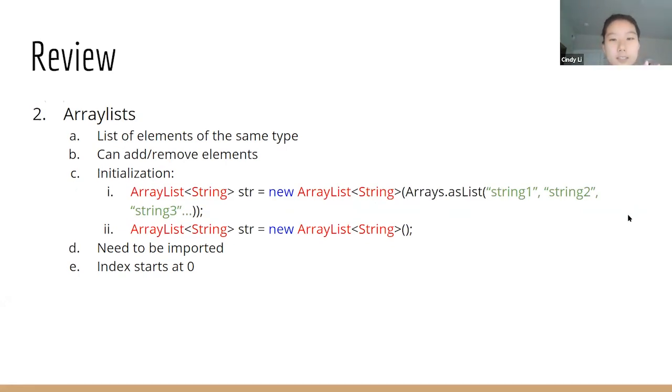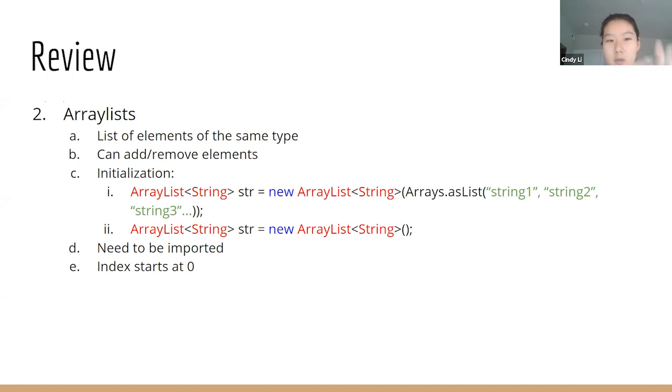Array lists. Array lists are, very obviously, a list of elements of the same type, and you can add and remove elements. That's the main difference between arrays and array lists. Initialization: there are two ways to initialize it. The first way is to initialize it with initial values. One thing I do have to note is that you have quotation marks around strings. You don't have quotation marks around anything else. If you want an array list of ints, you don't put quotation marks in there.